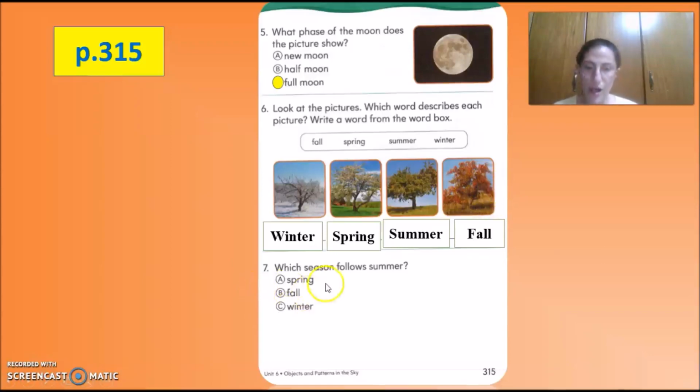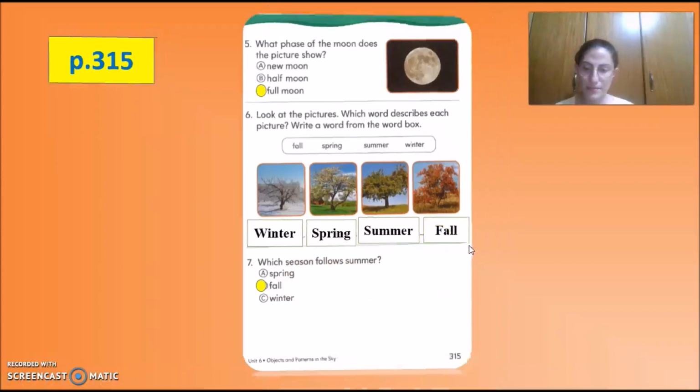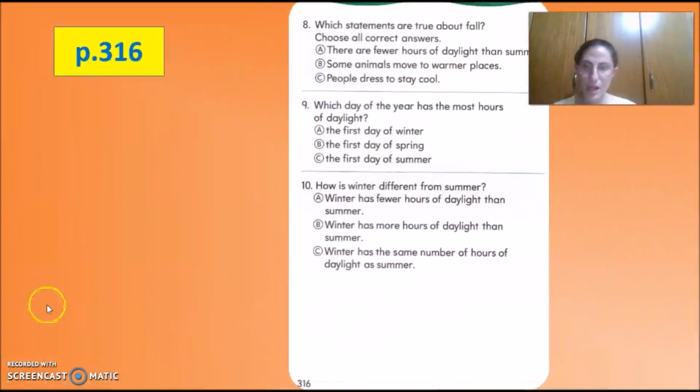Number 7. Which season follows summer? A. Spring. B. Fall. C. Winter. So which season follows summer? A. Spring. B. Fall. Or C. Winter. Which season comes after summer? Excellent, it is B. Fall. The fall season comes after the summer season. Clear?